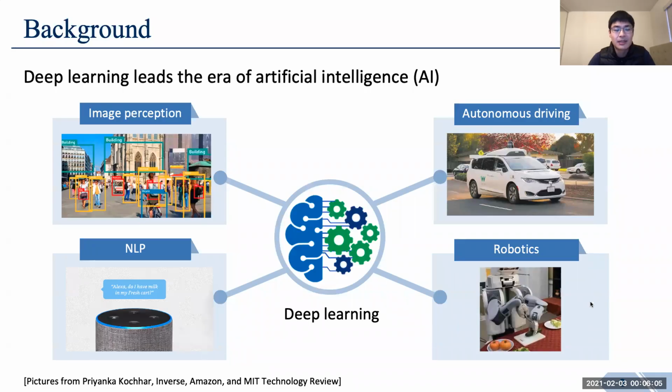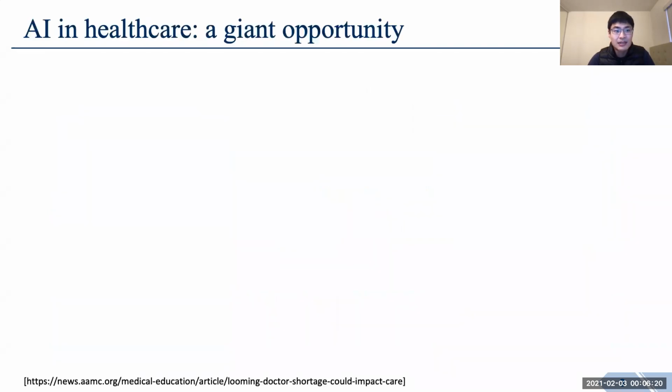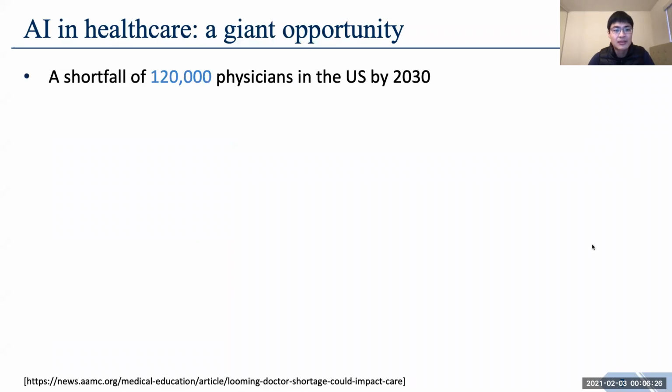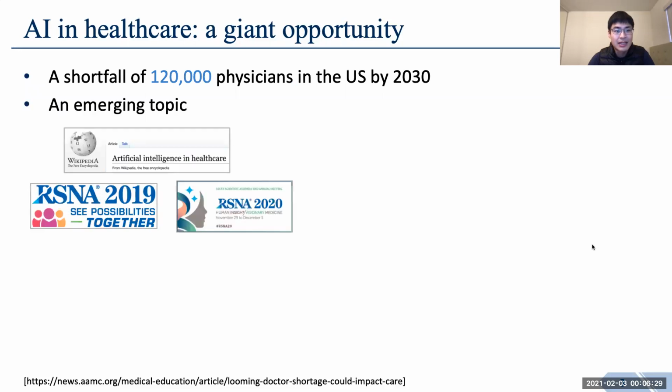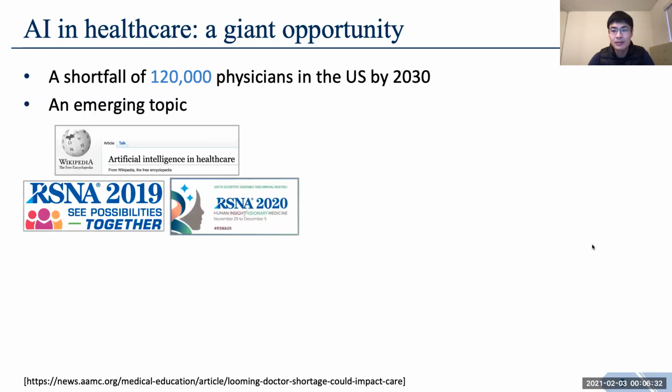We are at the moment of artificial intelligence, and we can apply deep learning to solve different applications like image perception, autonomous driving, natural language processing, and robotics. Besides the above fields, AI in healthcare is another giant opportunity. There is a huge physician shortage in the future, and AI in healthcare has become an emerging topic to eliminate this problem. For example, the new item AI in healthcare was created in Wikipedia, and at the RSNA conference, people talk about how AI will empower radiologists to provide better patient care.